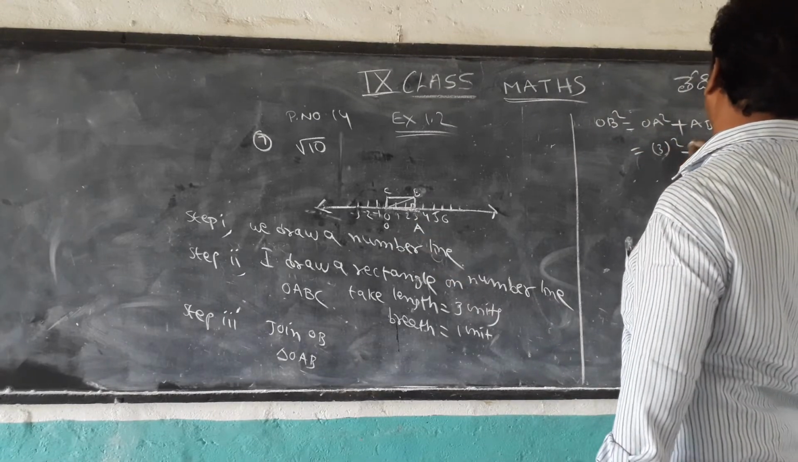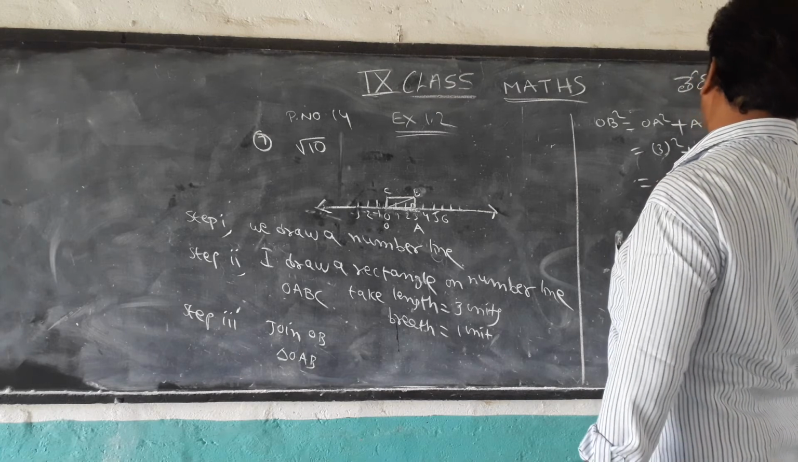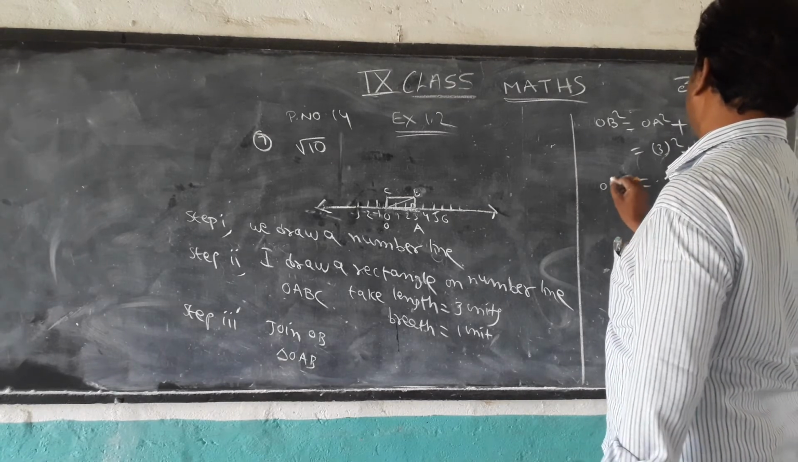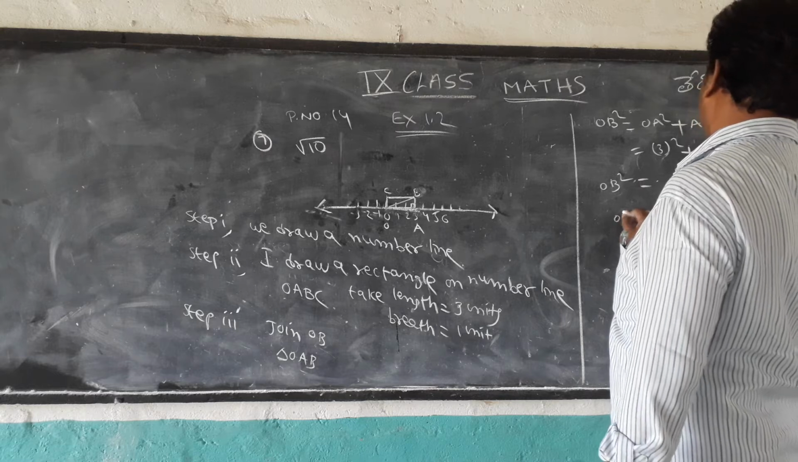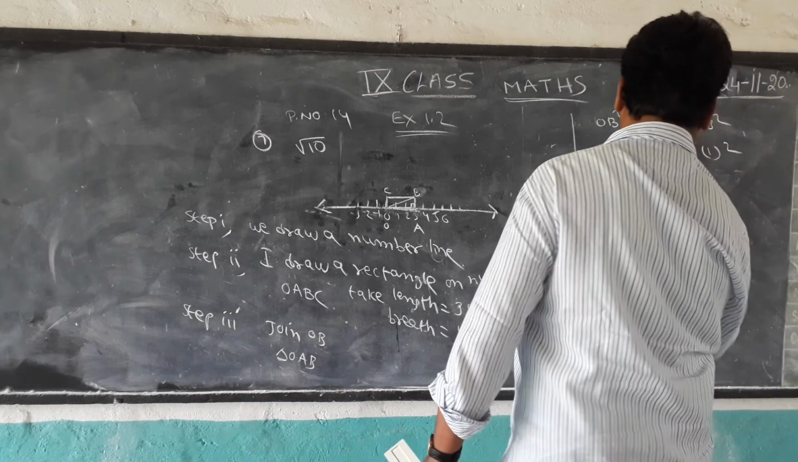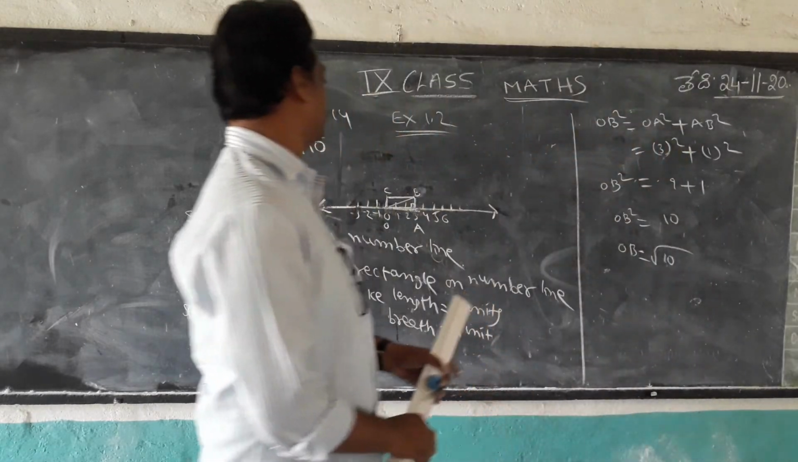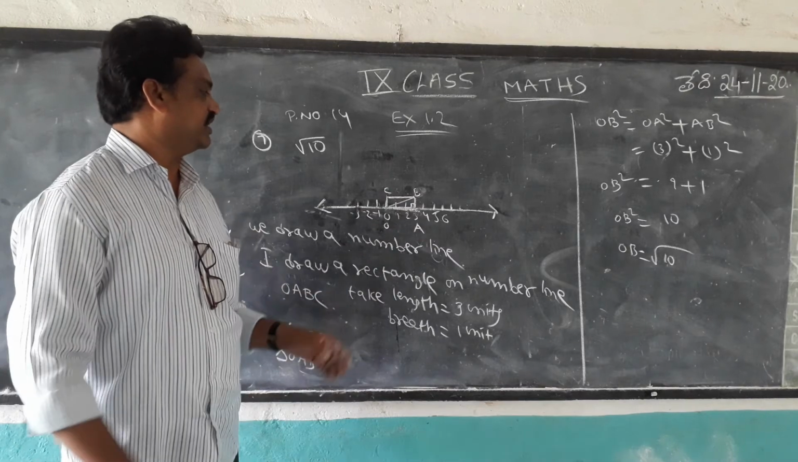OA equal to 3, so 3 square, plus AB equal to 1, 1 square. 3 square equal to 9, 1 square equal to 1. So OB square is equal to 9 plus 1, 10. The square going on the other side changes into root. OB is equal to root 10.